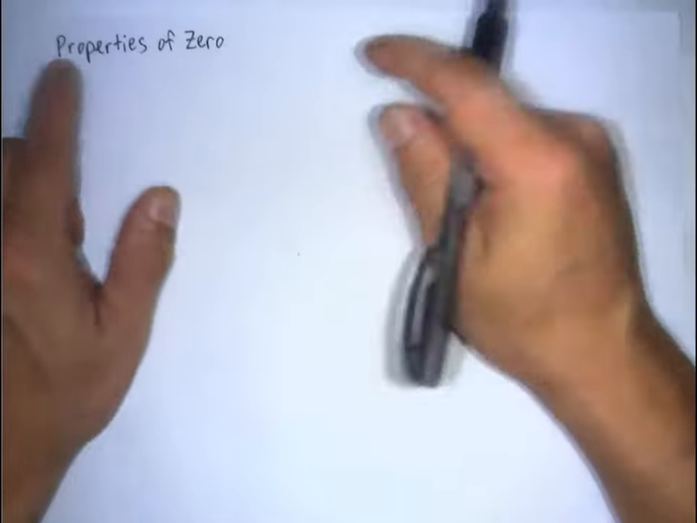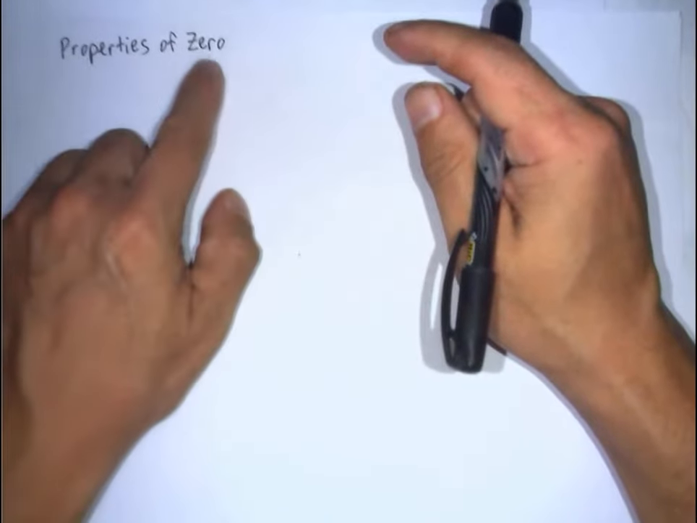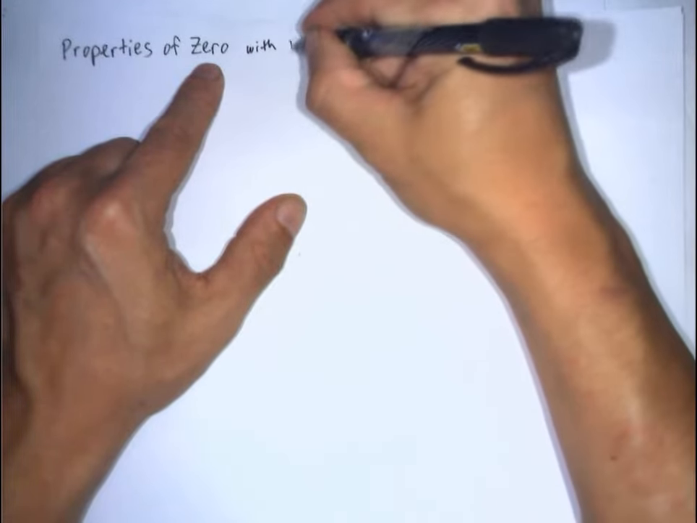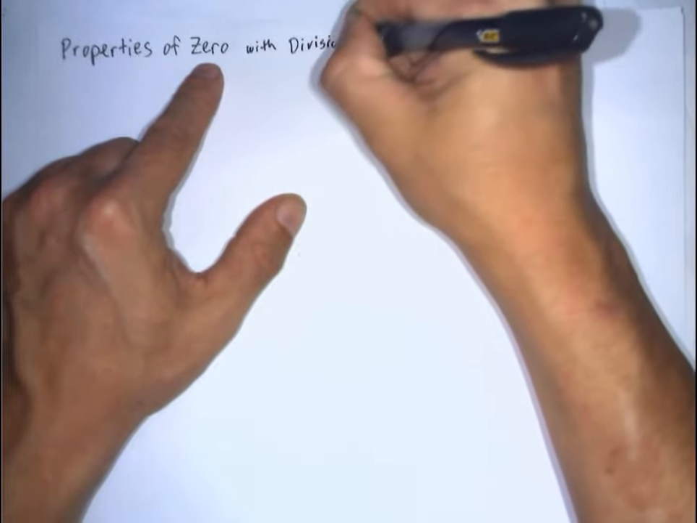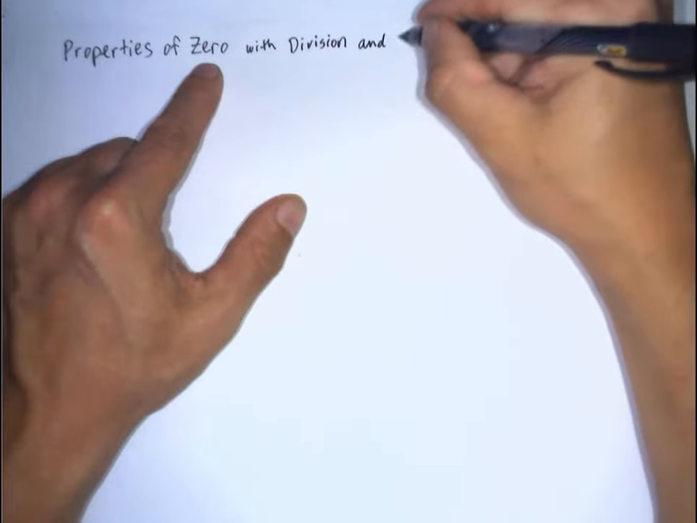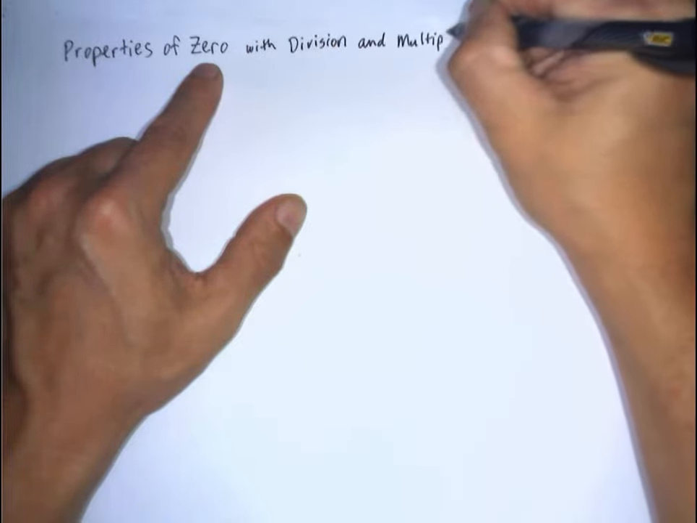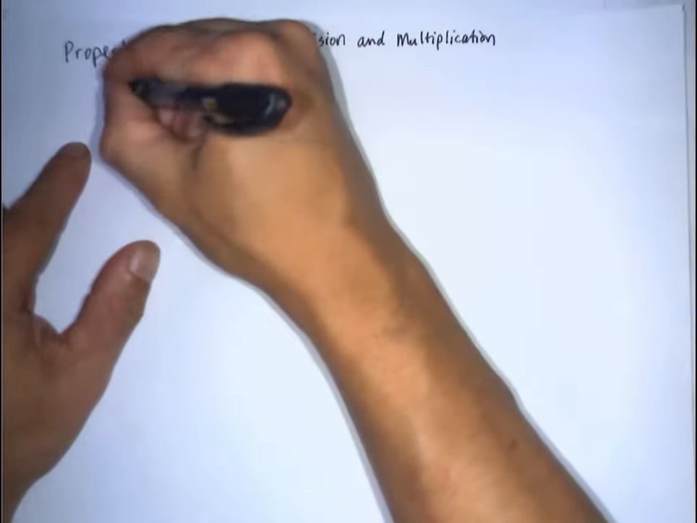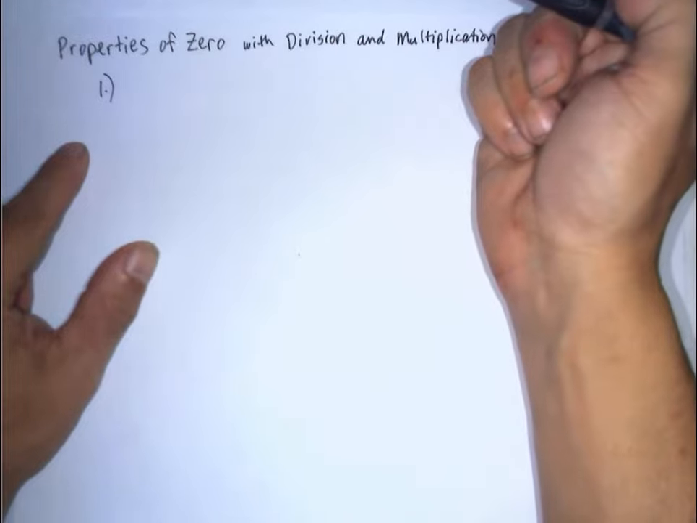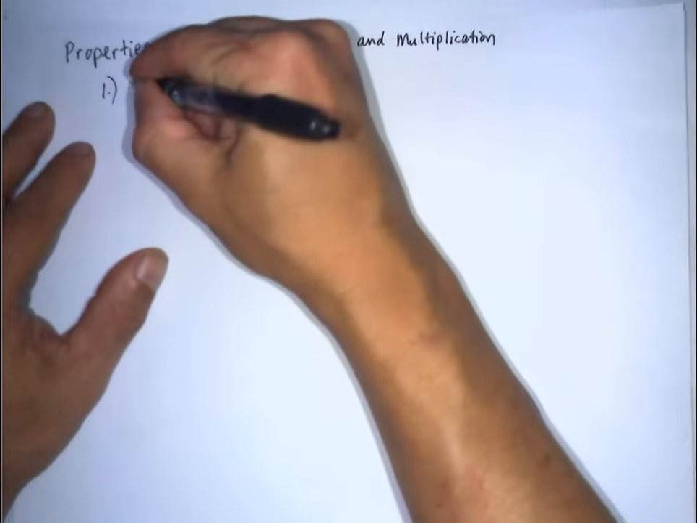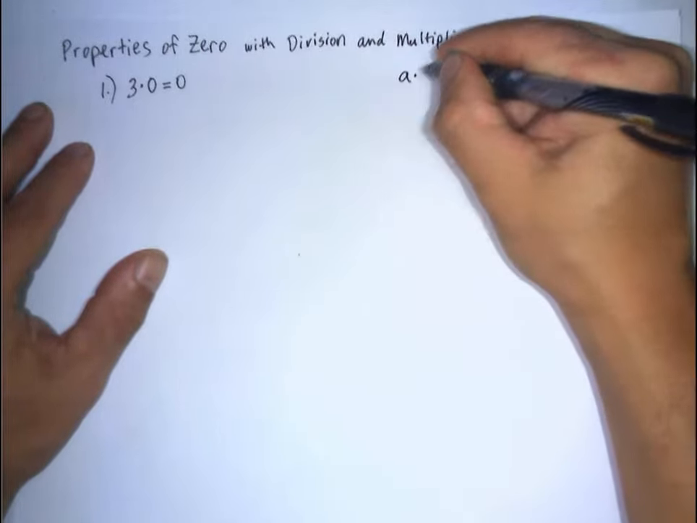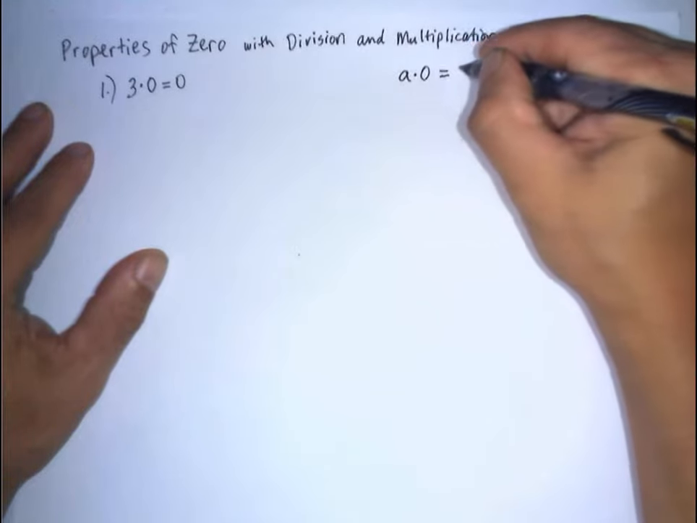Okay, and we're going to conclude this lecture discussing some properties of zero with division and multiplication. The first property is any number times 0 is 0, and that is defined. So 3 times 0 is 0. Algebraically, we can write for any number, when we multiply by 0, we get 0.